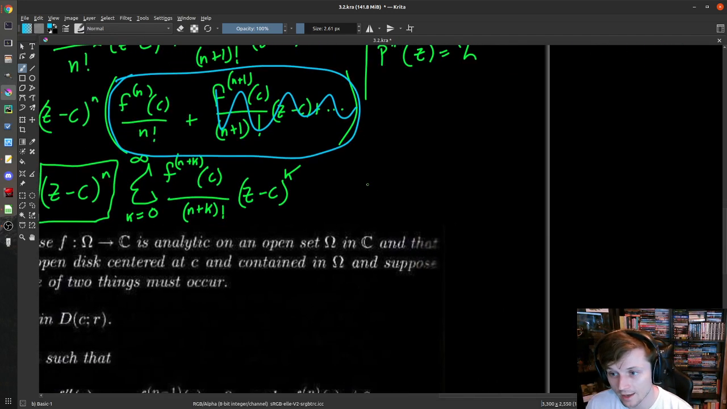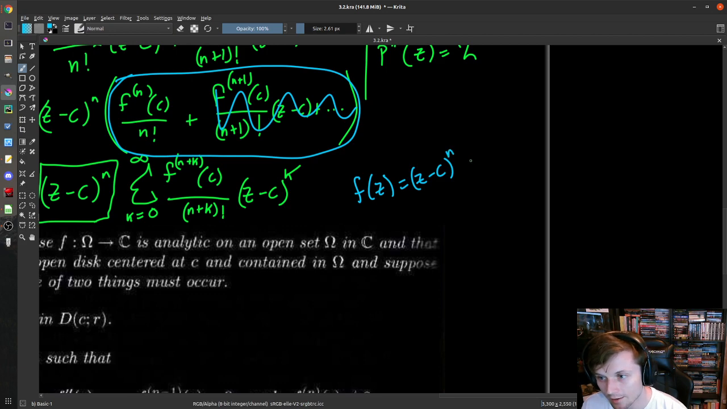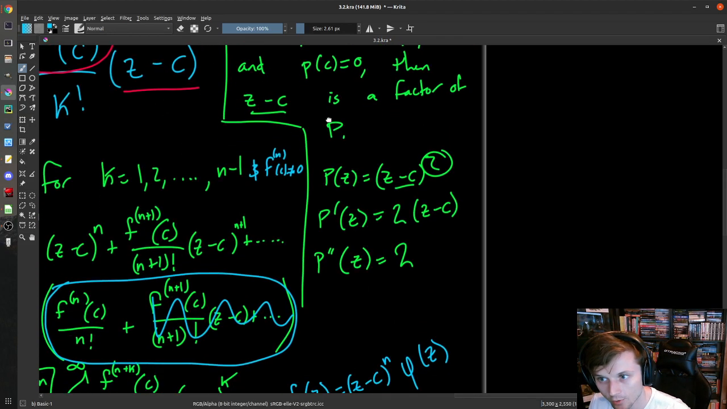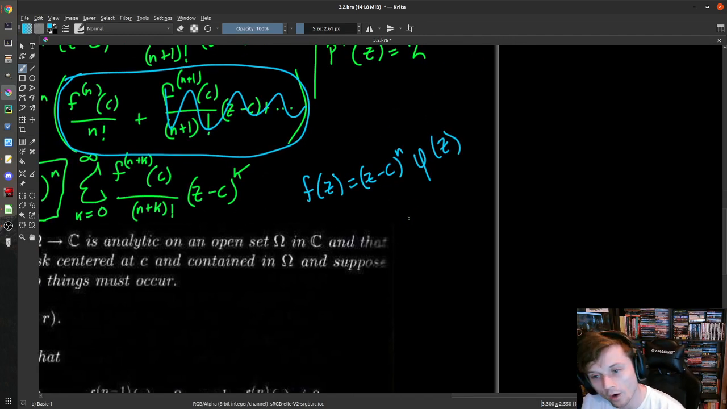That is, you can take an analytic function f of z with a 0 of order n at a given point, and write it as z minus c, that point, to the n times some function phi of z, where phi is analytic and non-zero at c. Kind of cool. It's just like the factorization we're doing with polynomials. It's the same business. Moreover, with phi of c not equal to 0.